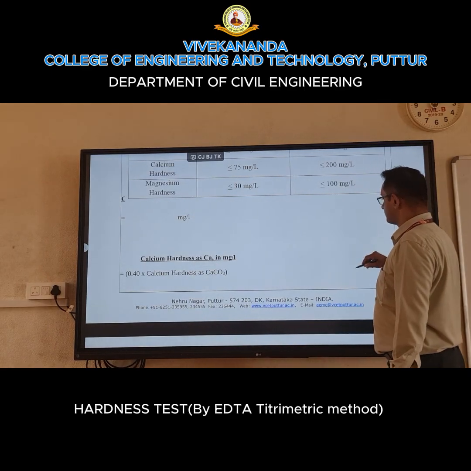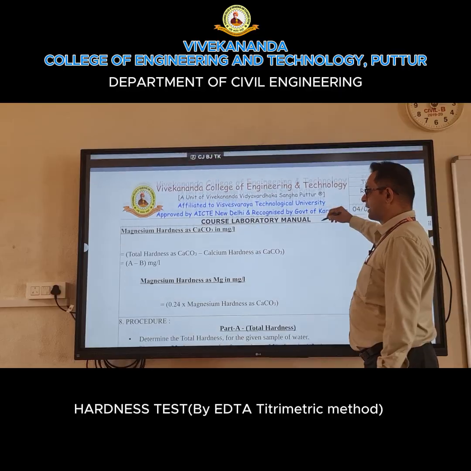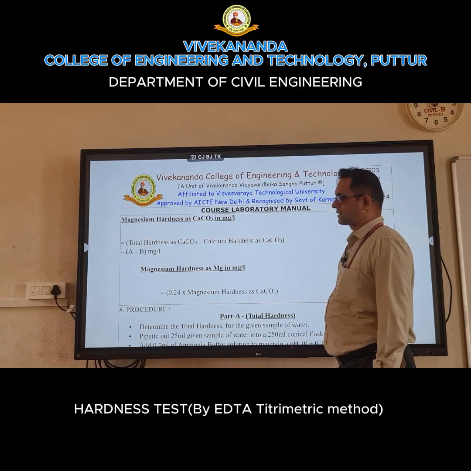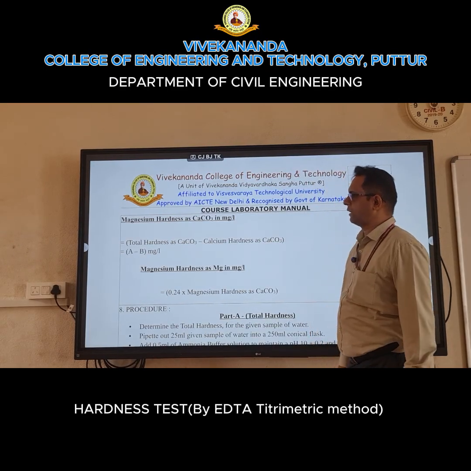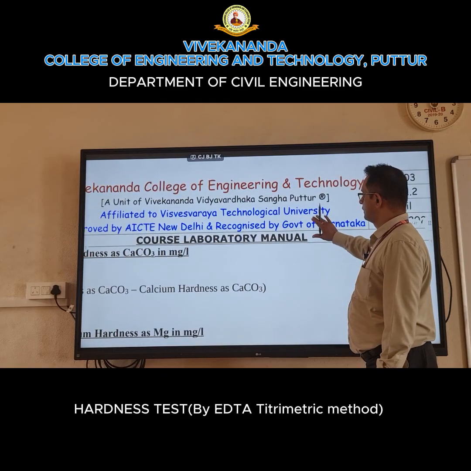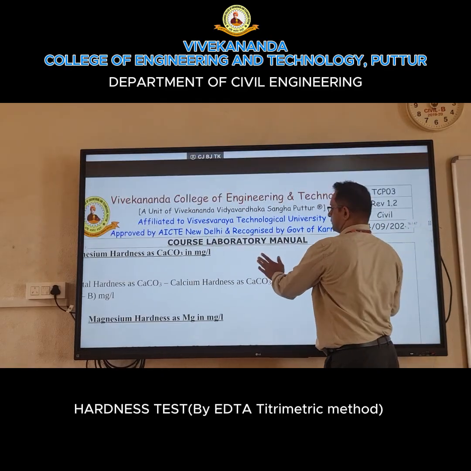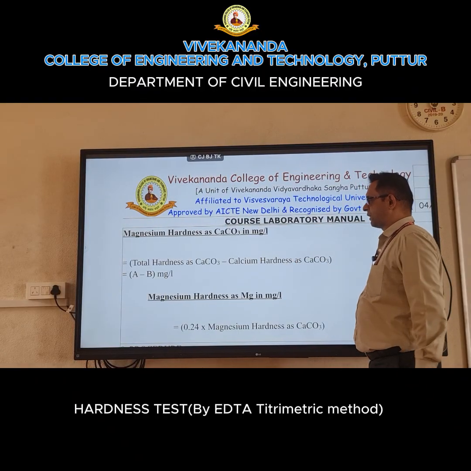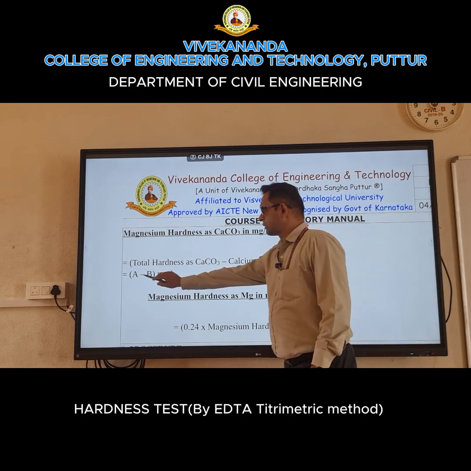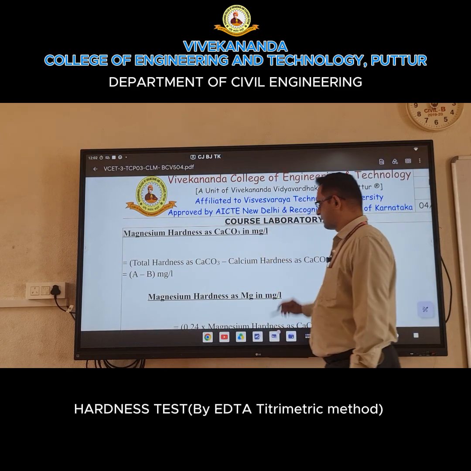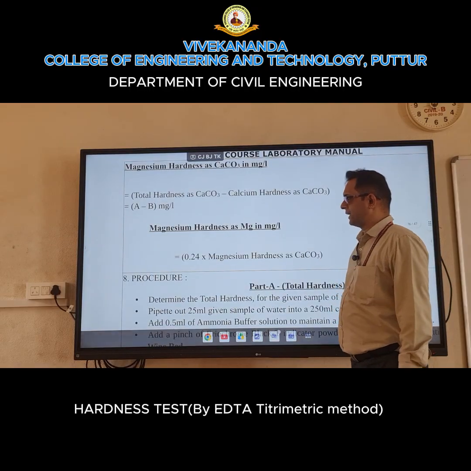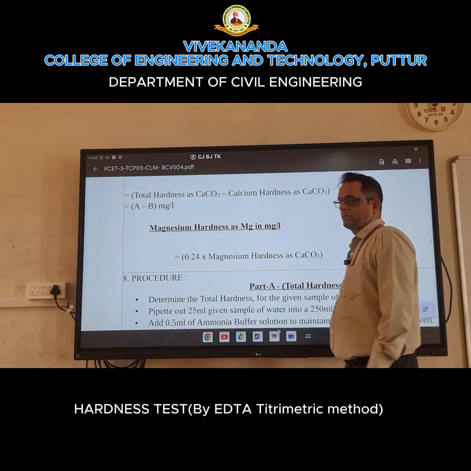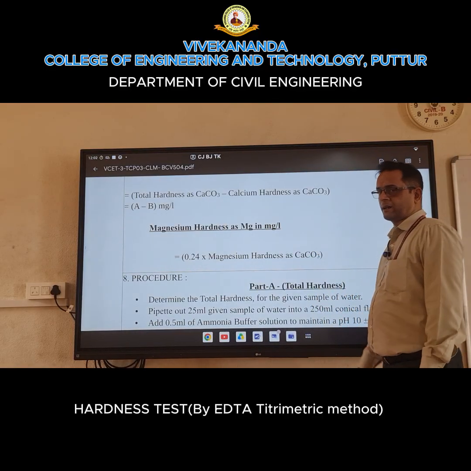Right? Next, magnesium hardness is equal to total hardness as CaCO3 minus calcium hardness as CaCO3, the value before the 0.4 multiplication. So total hardness minus calcium hardness. So magnesium in milligram per liter is 0.24 into the magnesium hardness, the value I have got here, right? So in terms of mg per liter.